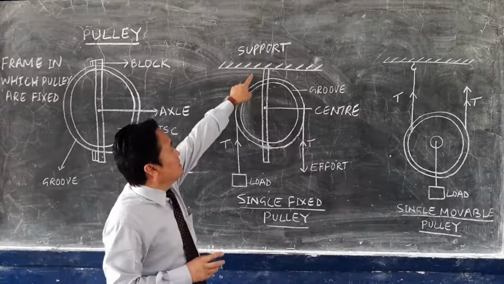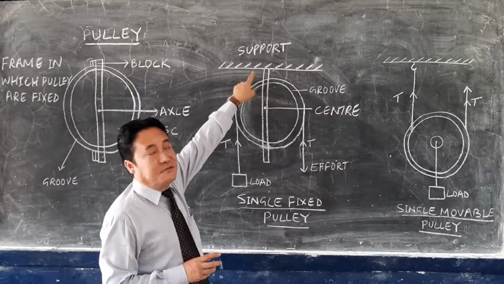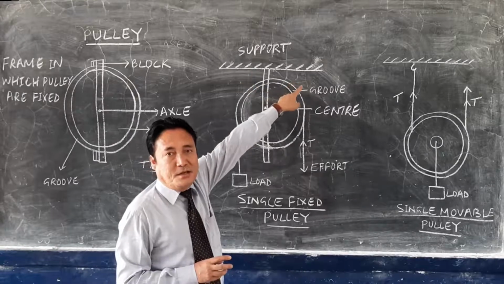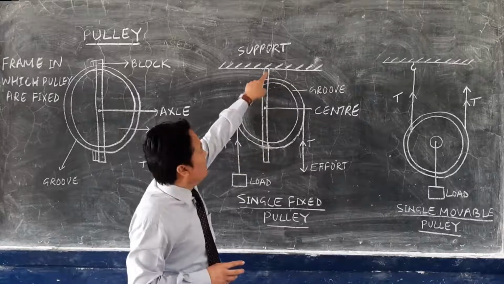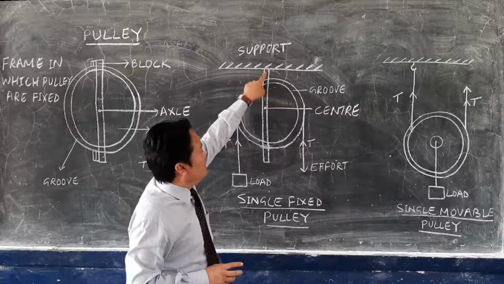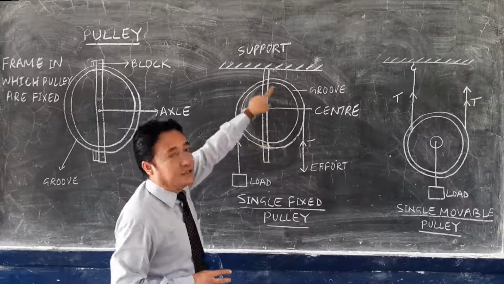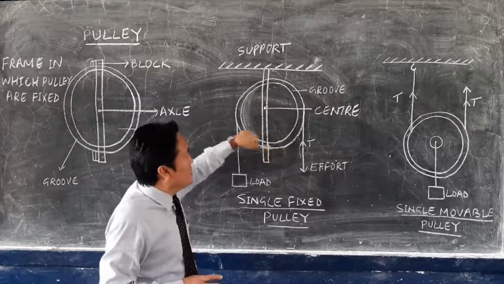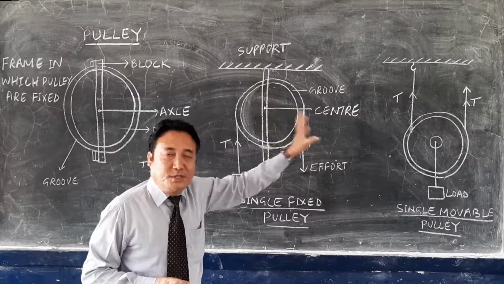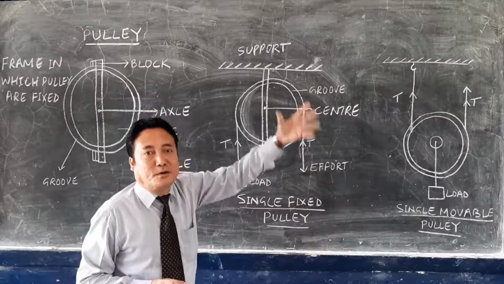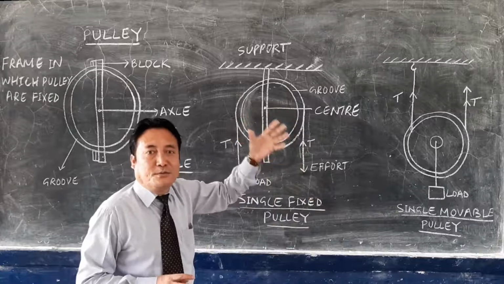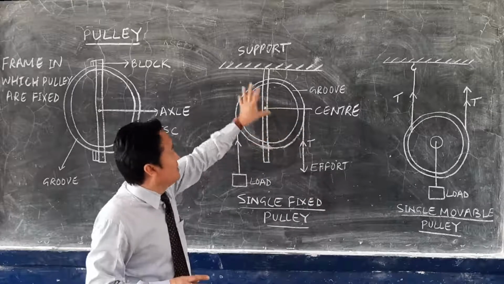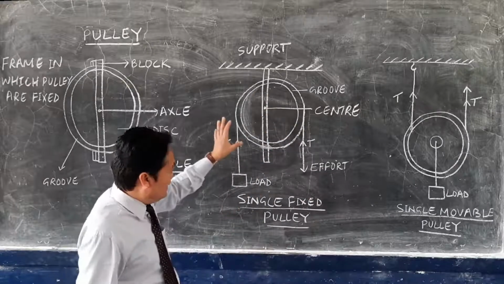Okay, and this single fixed pulley is fixed to a support. So you can see here, this single fixed pulley is joined to a support, and the axis of rotation is fixed. That means it will rotate within its position. It will not move up and down or from one place to another. It will rotate within its own position. So this is the single fixed pulley.